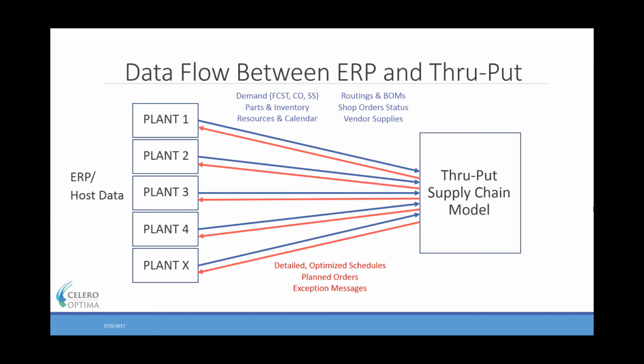This allows the Thru-Put user to get a global view on all supply chain issues. For instance, if a PO in Plant 1 will cause a shipping delay in Plant 3, Thru-Put provides full visibility to the shortage as soon as data is updated.